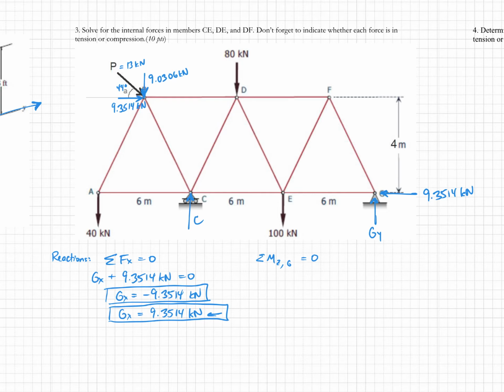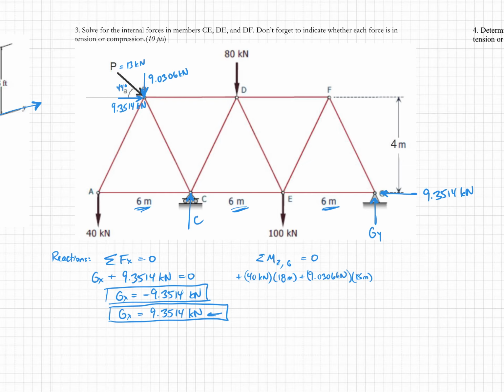So we'll start all the way over on the left, and we've got 40 kilonewtons. Okay, and its distance is 6 plus 6 plus 6, so that's 18 meters. Okay, and it looks like it's going to cause things to spin counterclockwise, so we'll make that positive. Okay, and then I'm going to do the plus 9.0306 kilonewtons times 6 meters plus half of this 6, which is going to be 3 meters, so that's going to be 15 meters. Okay, and that's going to spin the same direction as the last one.